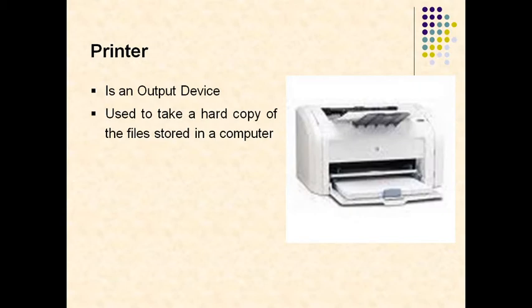So what is a printer? We have already discussed, it is an output device used to take a hard copy of the file stored in a computer. That is nothing but it will put all the data contents which are present in the computer on a paper. That is hard copy. We have already discussed in the previous class, that is hard copy of a file stored in a computer, that is putting it on a paper. Whatever is stored in the computer system will be put on the paper, that is nothing but a printer, an output device.